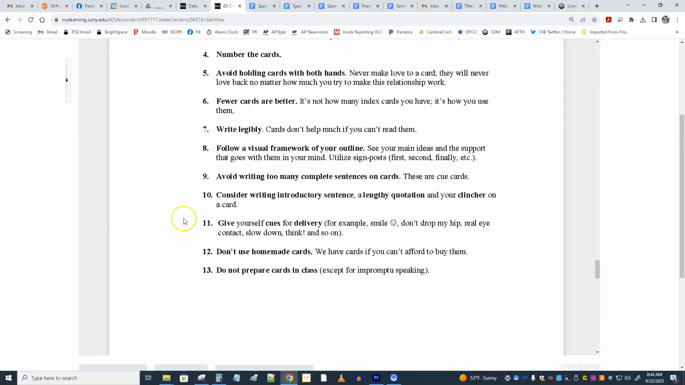Avoid too many complete sentences on the cards. You certainly do not write out your speech. However, you could write your introductory sentence the way you want to start off, so you get those words the way you want to say them, which of course would probably be one of your two attention-getting devices. If you have a quotation from someone, maybe from the personal interview, you would write that out. Your clincher, you might write that out. Your sources, you're going to write them out. But most things won't be lots of words. They'll just be bullet points.